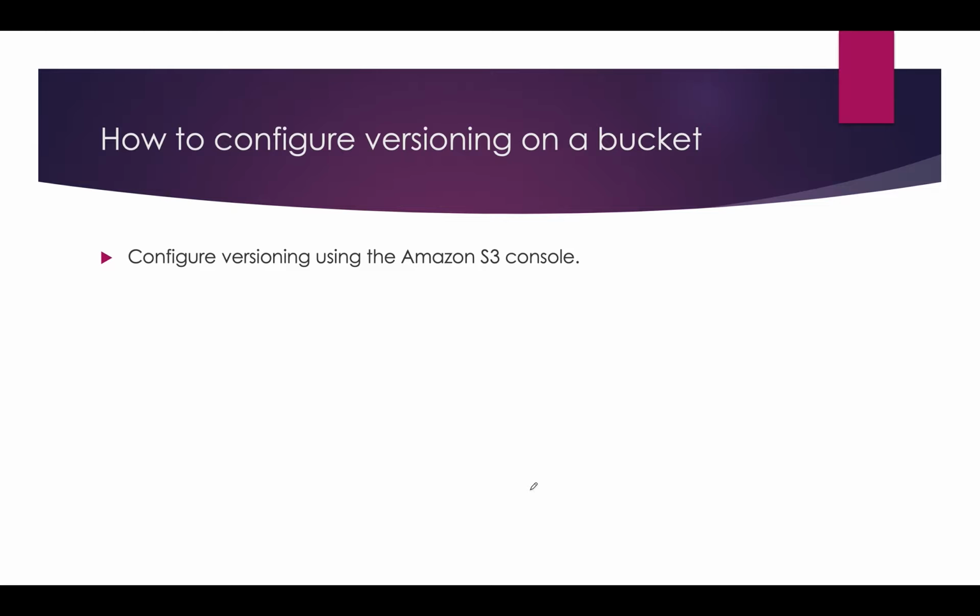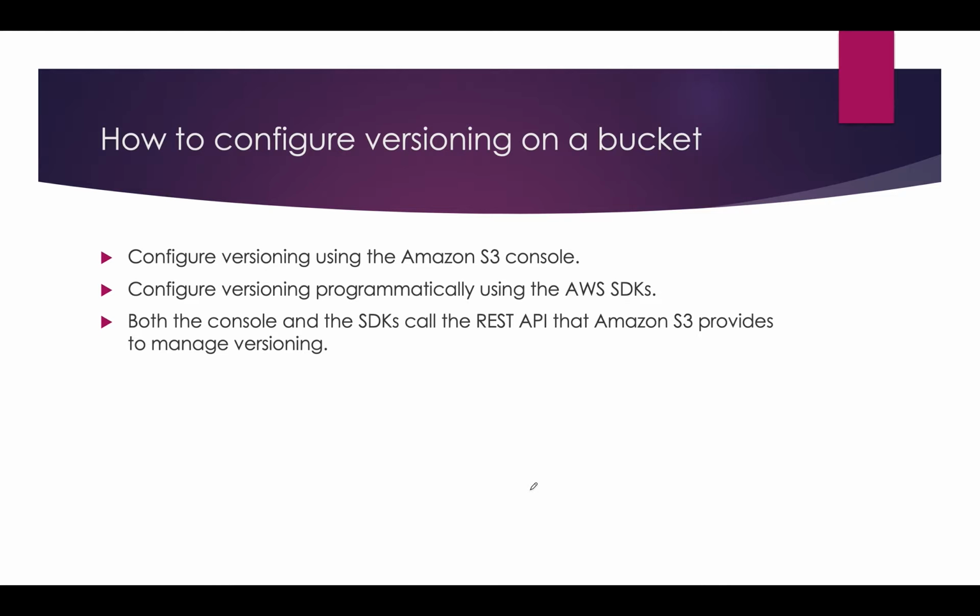But where is the communication? Through the programmatic way, the REST APIs they are providing. By using those APIs, you can write to your S3 bucket programmatically, by using AWS SDKs. Both the console and the SDK use the REST API. Amazon S3 also provides the means to manage versioning.